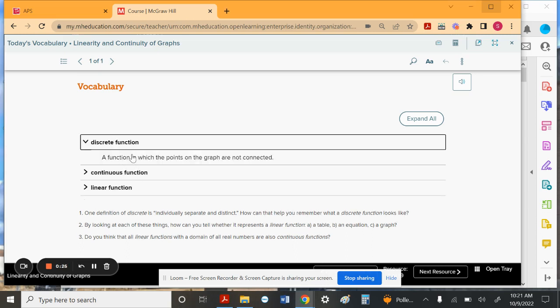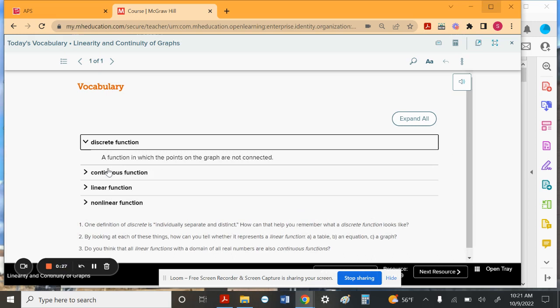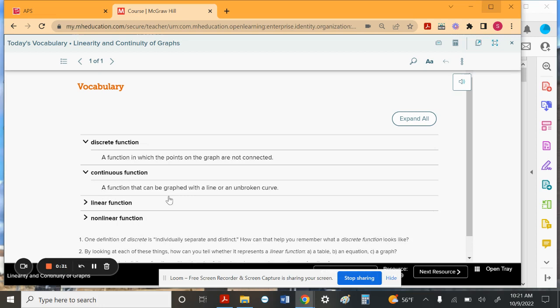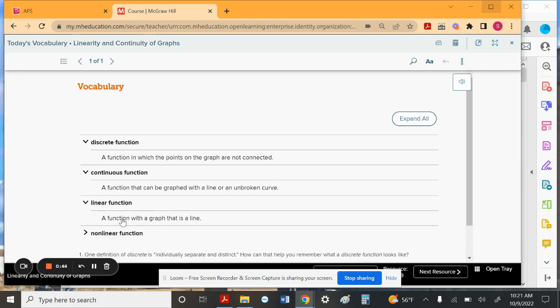So a discrete function means that we just have a bunch of points on a graph. We don't have any lines connecting at all. Continuous function means that every single point is connected with some type of line. It could be a curve, but there cannot be any breaks in it at all. A linear function is a graph that is a line itself, and nonlinear is a graph that is not a line, so they can't all be on the same line. So we have those different types of equations.